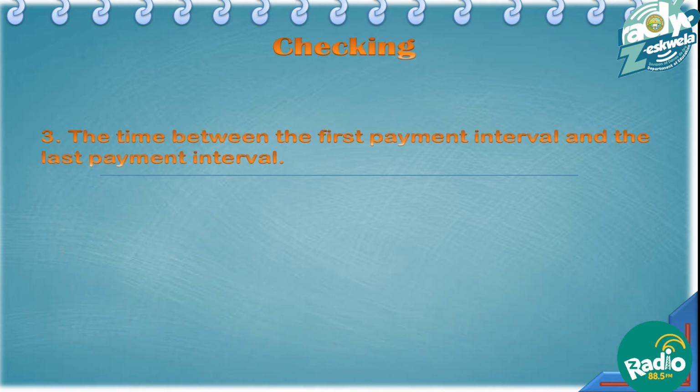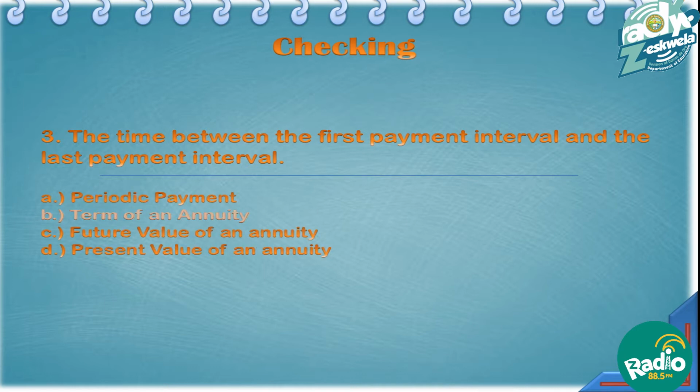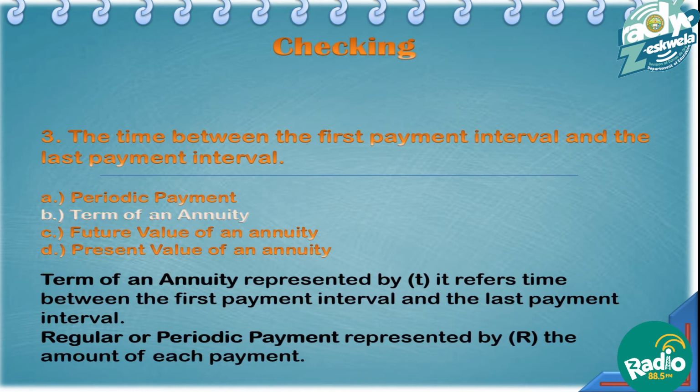Number 3. The time between the first payment interval and the last payment interval. The correct answer is term of an annuity. Correct. There are terminologies of annuity and its representation. First is the term of an annuity, represented by small letter t. It refers to the time between the first payment interval and the last payment interval. Another is the regular or periodic payment, represented by capital letter R, the amount of each payment.